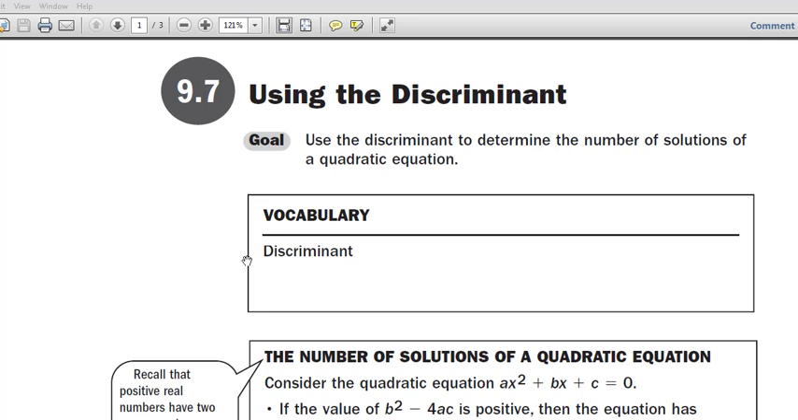Now, let's start with using the discriminant on 9.7. So our goal here is to use the discriminant to determine the number of solutions of a quadratic equation. In the previous lesson, a lot of our solutions in the homework and the examples that we did were two solutions, where it crossed the x-axis at two places.